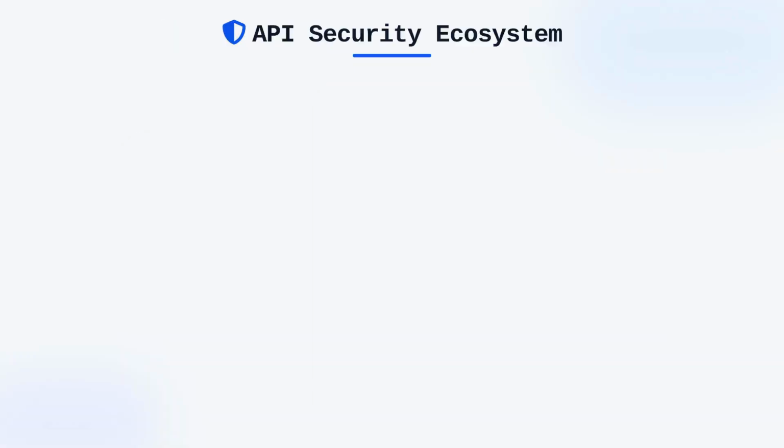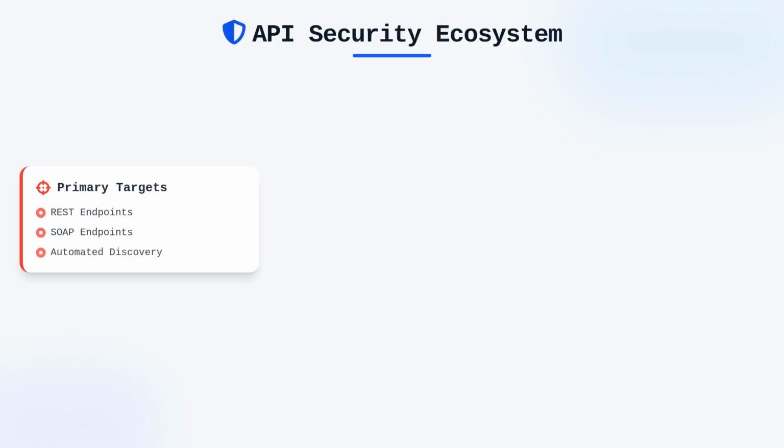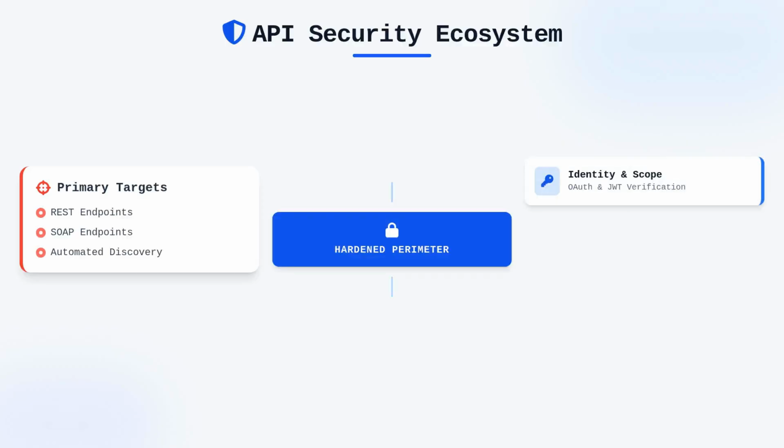Modern web ecosystems rely heavily on APIs to facilitate communication between services, making REST and SOAP endpoints primary targets for automated discovery and exploitation. Protecting these endpoints requires the same rigor as traditional web pages, plus additional attention to authentication mechanisms like OAuth or JWT to verify both the caller and the scope of the request. You must ensure that rate limiting is effectively implemented to prevent automated scanning tools from harvesting data or launching brute force attacks against your endpoints.